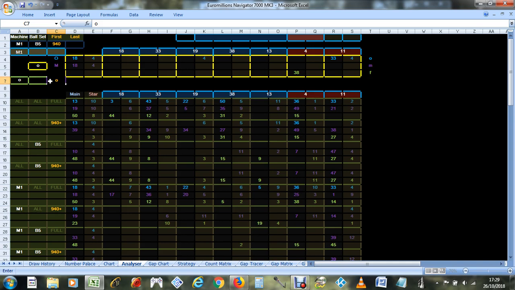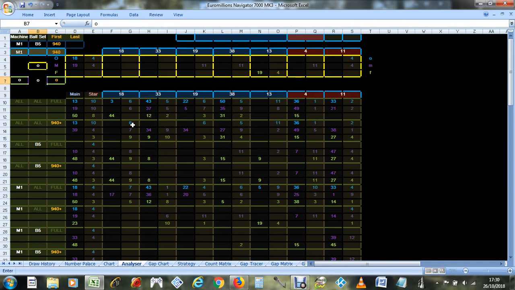So machine 1 in recent history, we get these coincidences. 18 most overdue, 19 most overdue for its frequency, pointing to number 4 in both those ways as well. 19 and 38 both point to 11, 4 points to 11, 11 points to 4, and 19 is most frequent with main number 13, and so is star number 4.